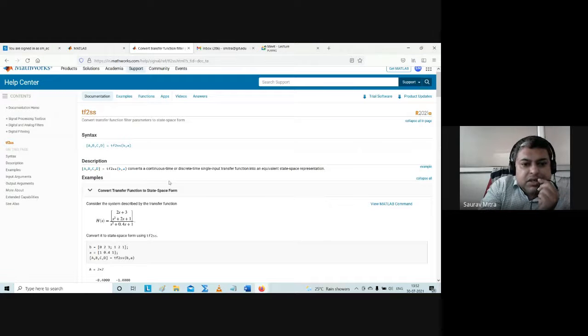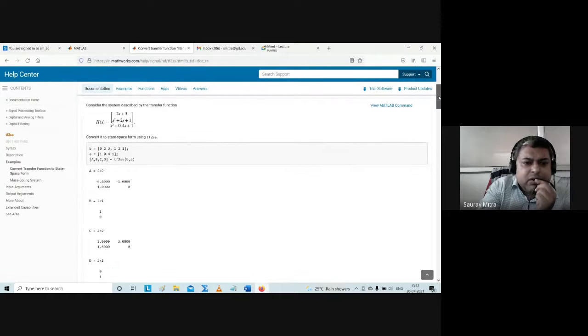And [A, B, C, D] is equal to tf2ss, which converts a continuous time or discrete time system. Discrete time is also there. We are doing all continuous time systems only, but discrete time can also be done. So here, this is how you are supposed to define. So this numerical, let us do.